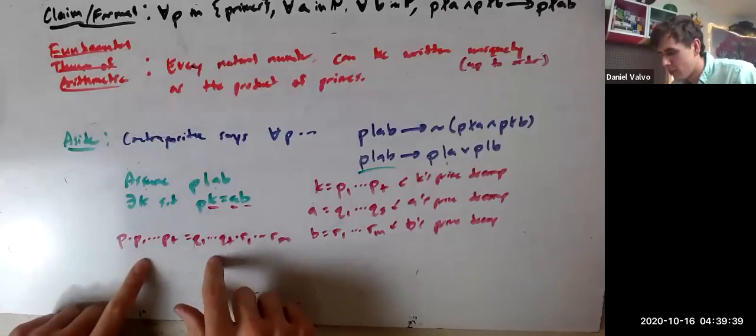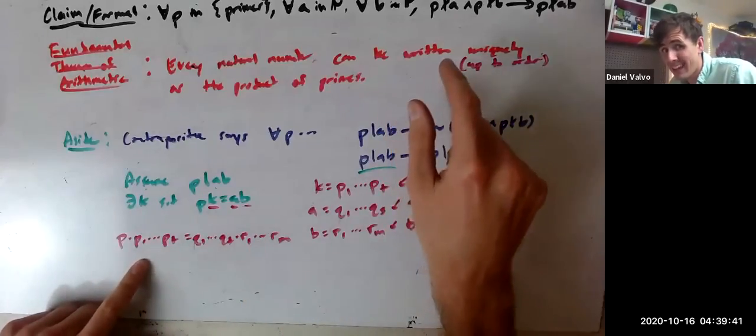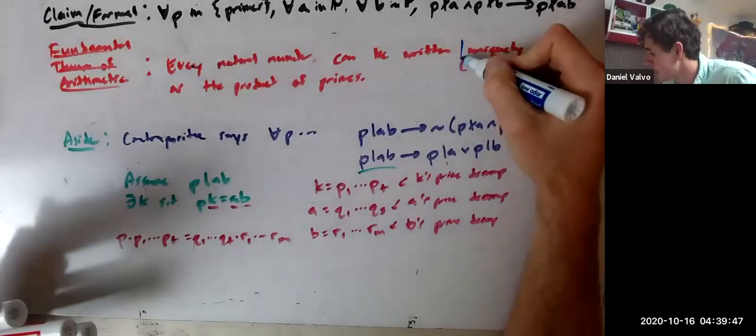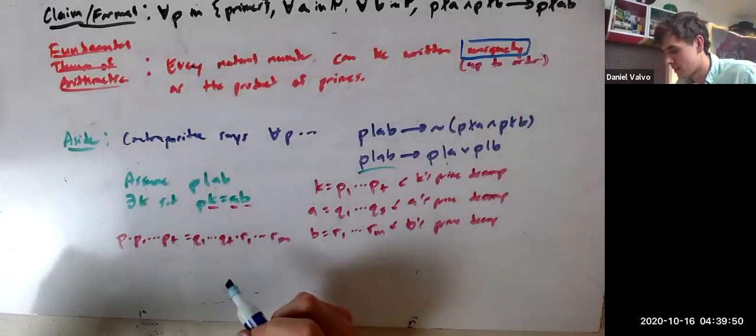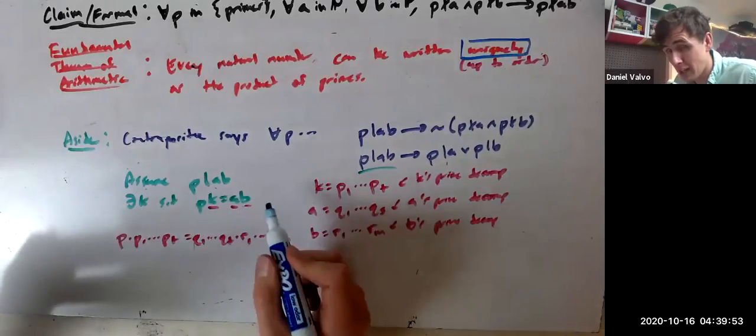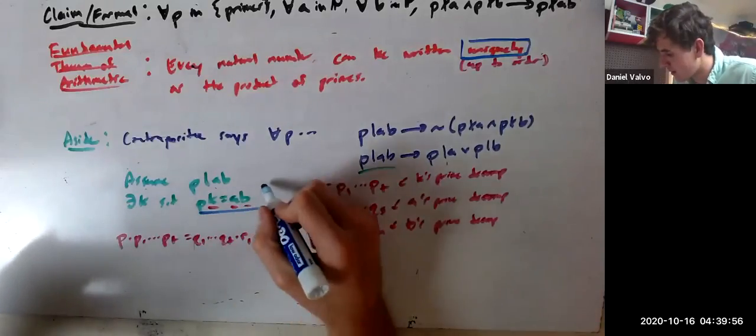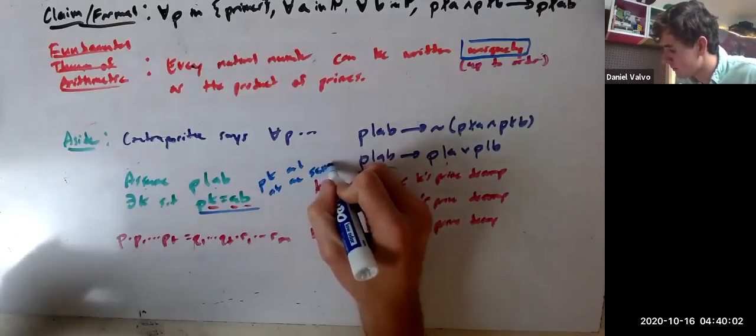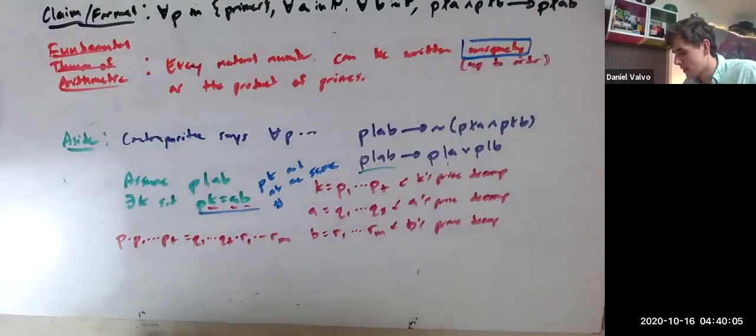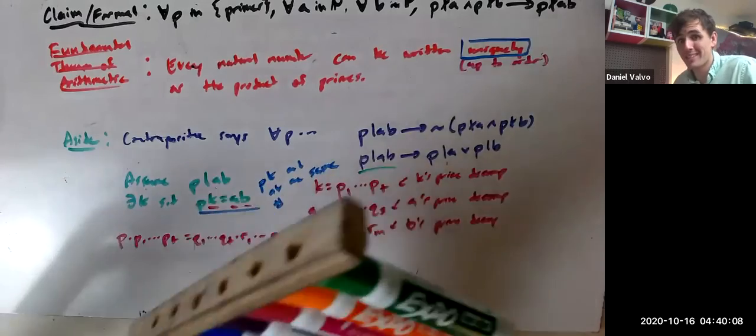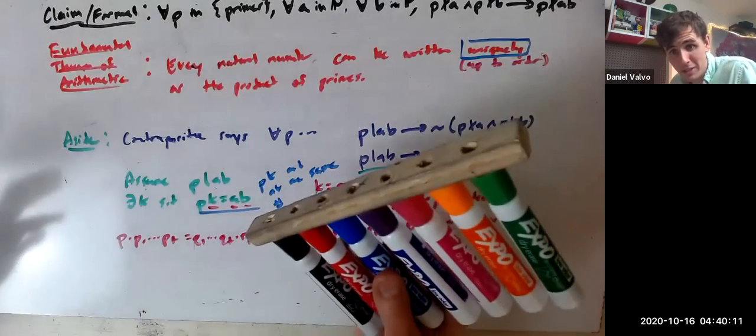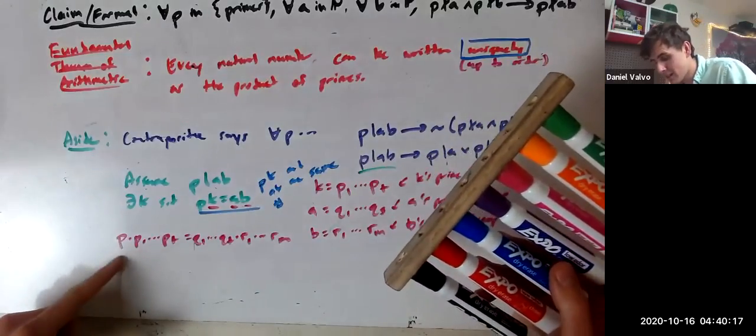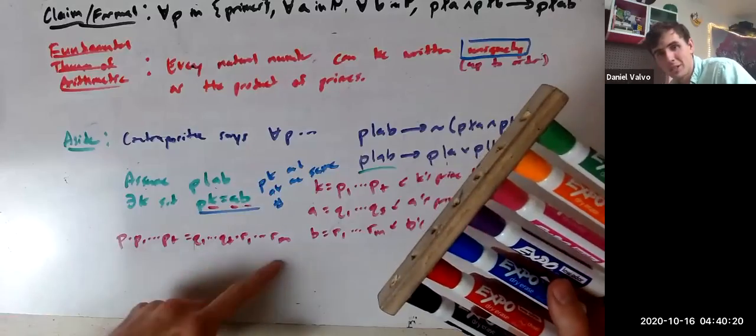The fundamental theorem of arithmetic says that every natural number can be written uniquely as a product of primes. And since PK and AB equal each other, they are the same number. And since they are the same number, they have the same prime decomposition, up to ordering. It's unique. So that means this prime decomposition is the same as this prime decomposition.